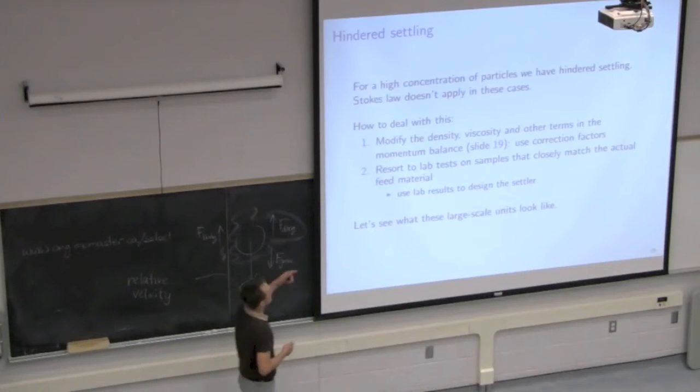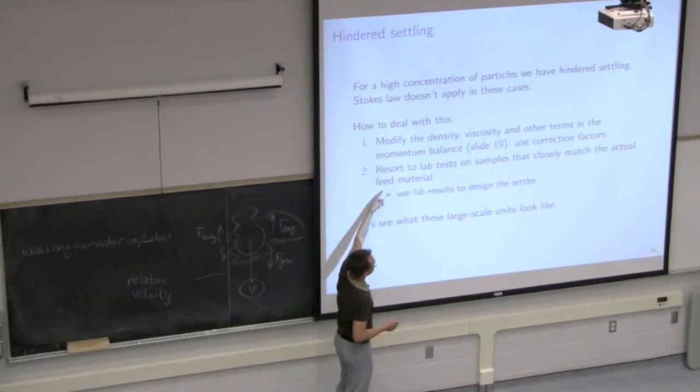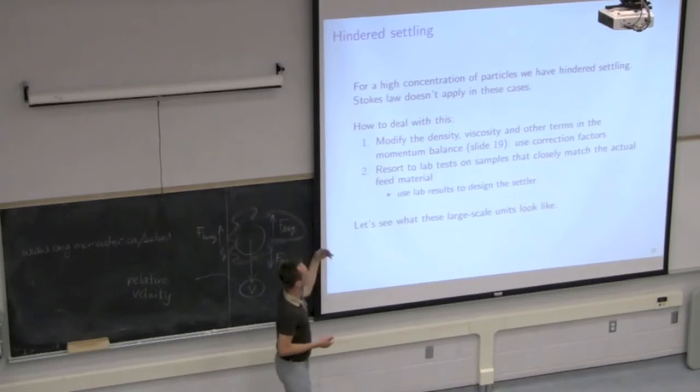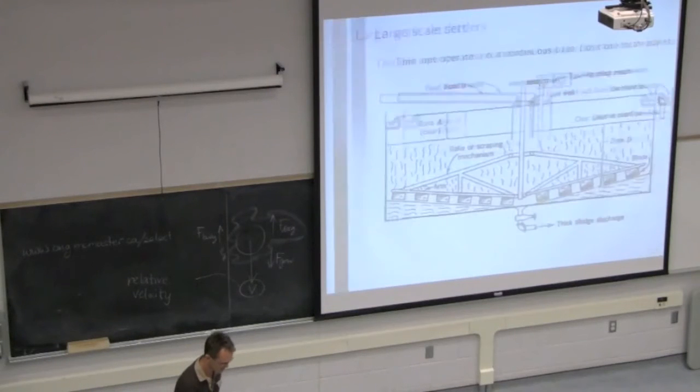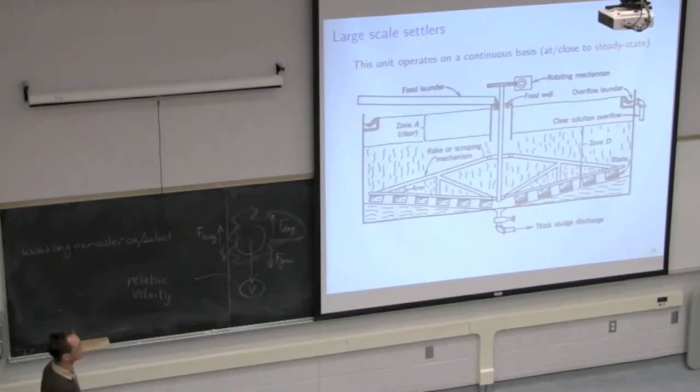We have to resort to lab tests and real samples that match the actual material we'll work with in the future. So in that one example, we used gypsum from a desulfurization plant, used actual samples from the process, settled them in the lab, and then used those lab results to design the larger scale unit. So let's take a look then at those larger scale units.